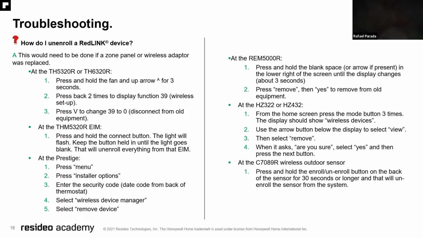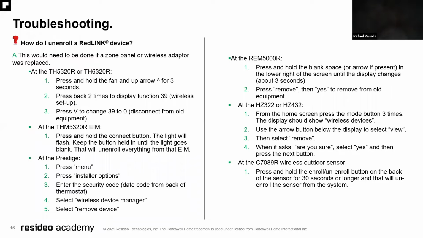If we're talking about the Prestige thermostats, we are going to press the menu button, scroll down to the installer options. We will need to enter the security code, that is actually the date code. And then we select wireless device manager. And then we are going to select remove device, and we are removing the thermostat from the RedLINK network.